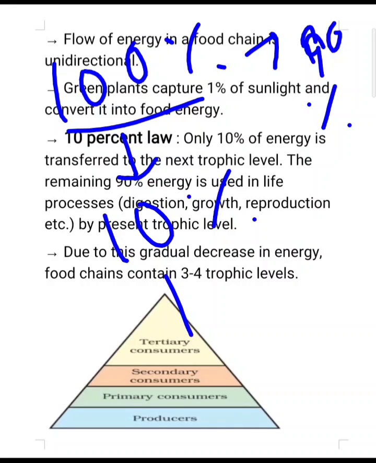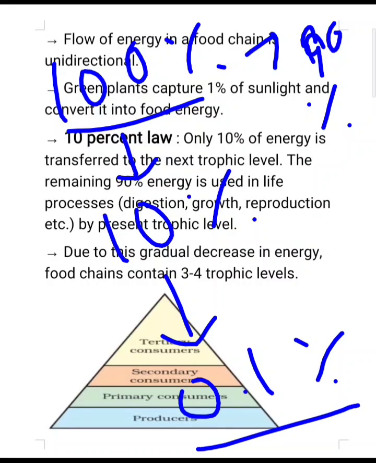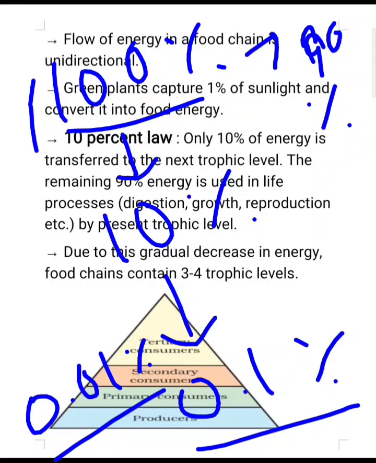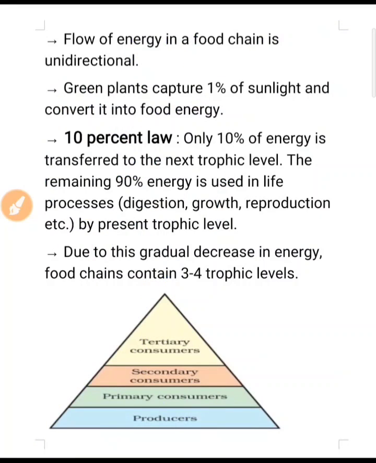And from this 10%, only 0.1% energy is passed to carnivores, and if there is top carnivore also, then there will be only 0.01% energy. So we can say that only 10% of energy is passed from one trophic level to another trophic level. 90% energy is used by the trophic levels for various life activities. So due to this gradual decrease in energy, food chains contain 3 or 4 trophic levels.